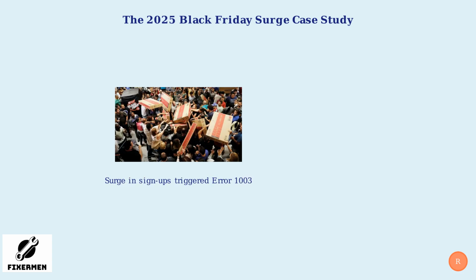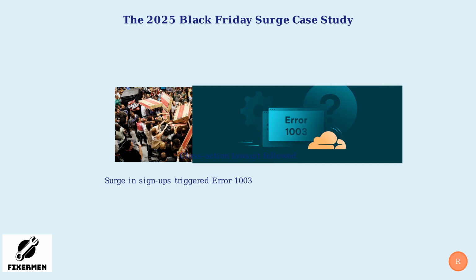During Robinhood's 2025 Black Friday promotion, the platform saw a massive surge in sign-up attempts. This overwhelming demand triggered Error 1003 for many users, causing verification failures. The incident led to a class action lawsuit as users highlighted the impact of these errors during peak usage times. Many people were locked out of their accounts for up to 48 hours, disrupting their trading activities.